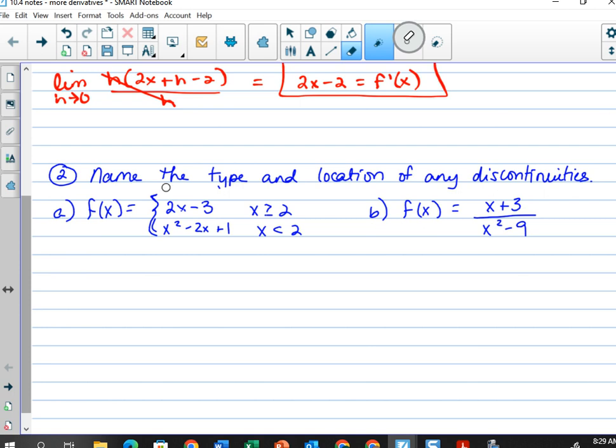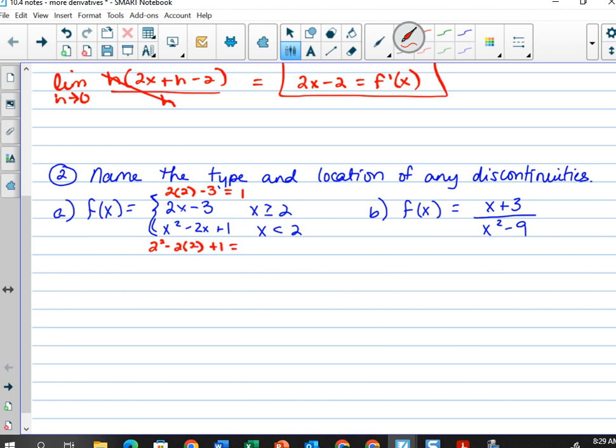You can just go, okay, 2 times 2 minus 3. What do we get? 1. 2 squared minus 2 times 2 plus 1. We get 1. Okay, do they match? Yes. So you would just say this is continuous.